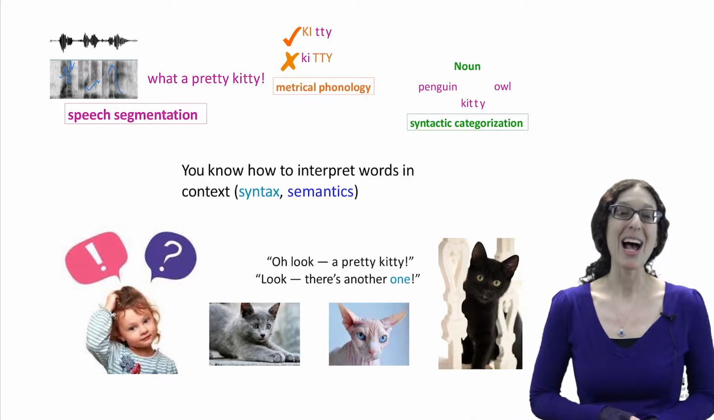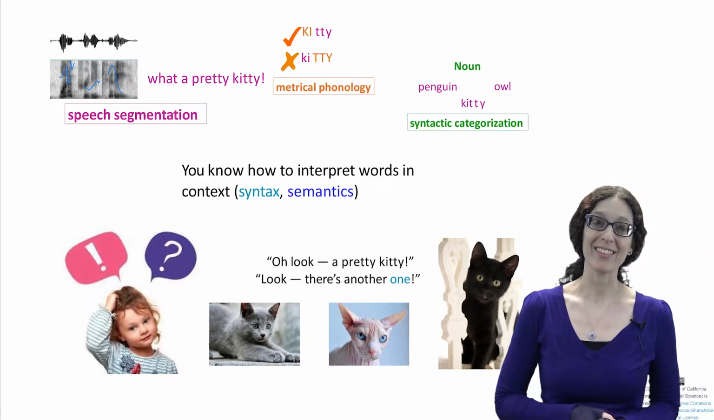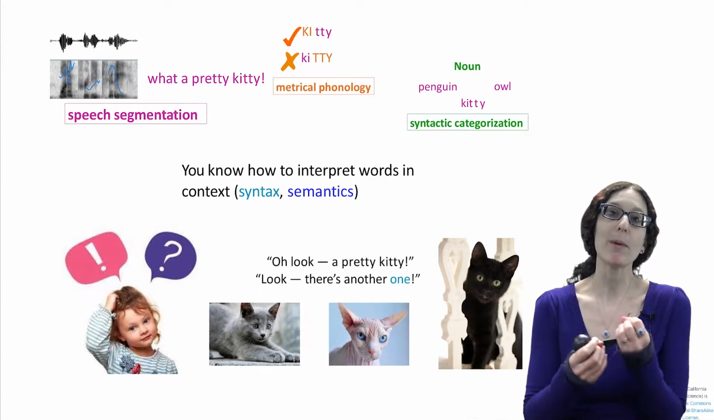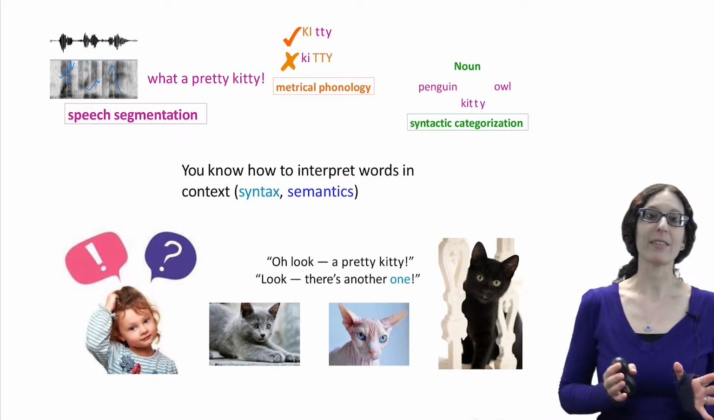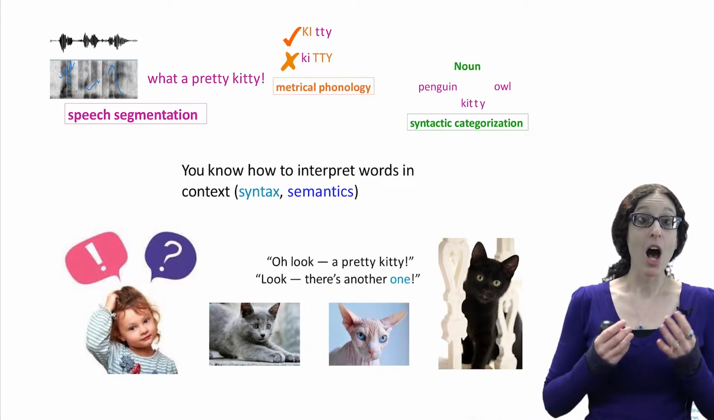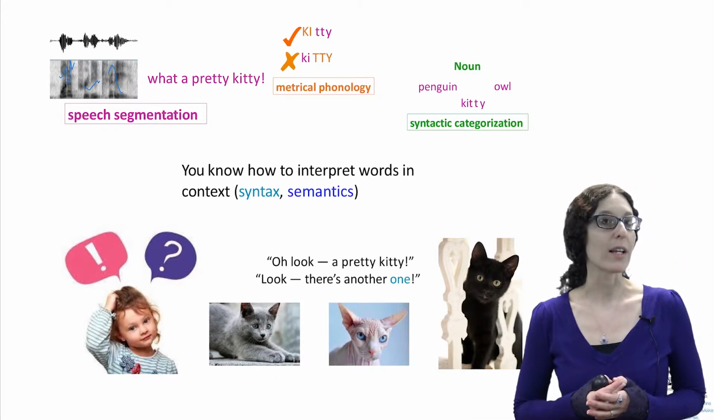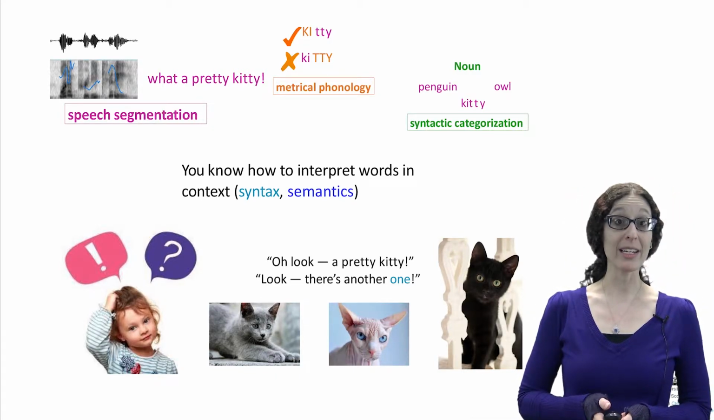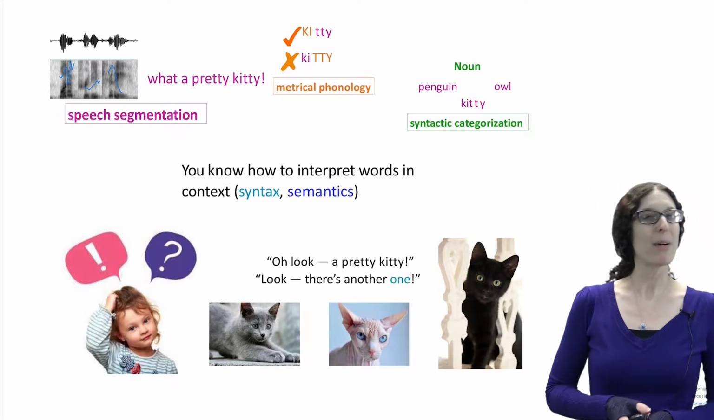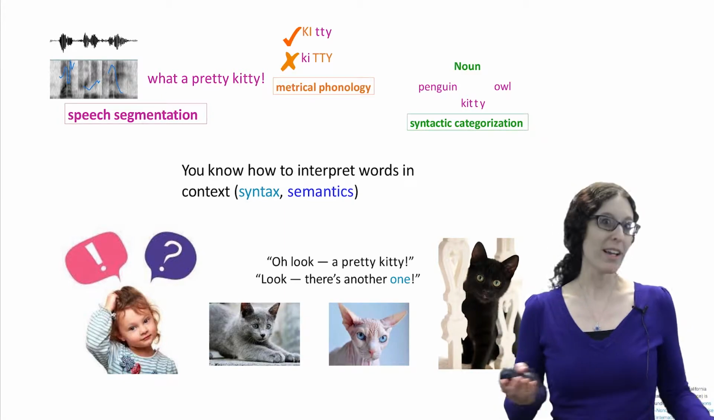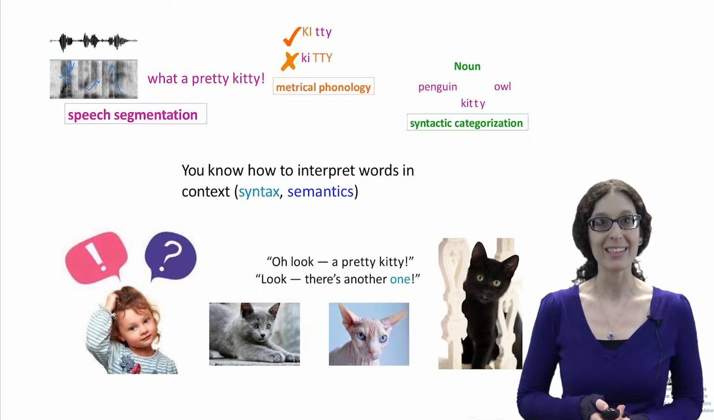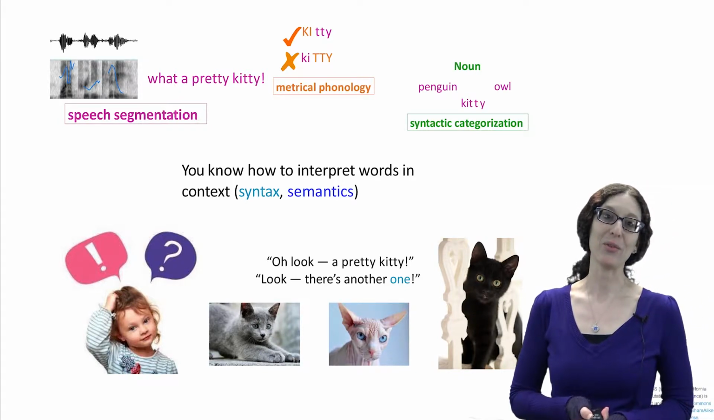You also know how to interpret words in context using your knowledge of syntax, which is about the structure of language, and semantics, which is about what things mean. So let's look at this example. There's a kitty right there, right? Oh, look, a pretty kitty. Look, there's another one. Another what? Well, it could be another pretty kitty, right? Could be maybe just another kitty, right? But it's not another wombat, right? Why not? Well, because you know how to interpret one in this context, and it's really not going to be wombat, right? That's using your knowledge of syntax and semantics.